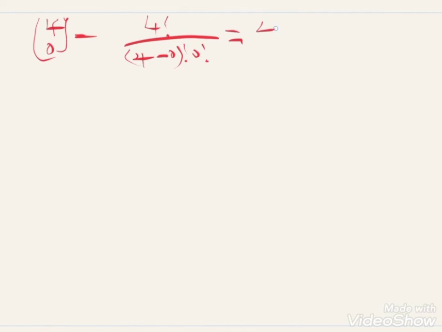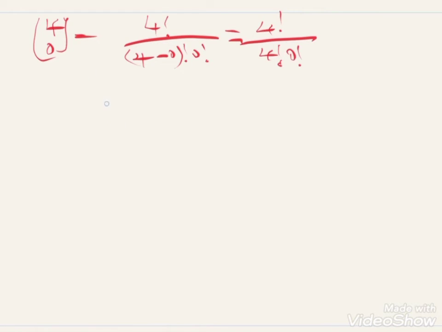Alright, so now for the first one we have 4 combination 0, which equals 4 factorial over (4 minus 0) factorial times 0 factorial. Okay, we know that 4 minus 0 is 4, right? So 4 times factorial is 4 factorial, then 0 factorial.